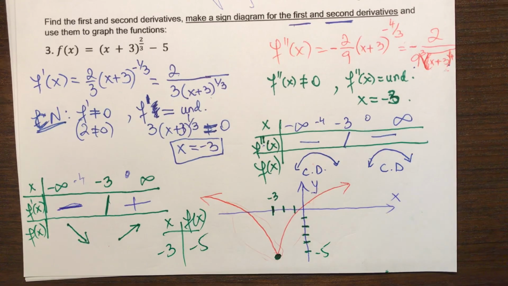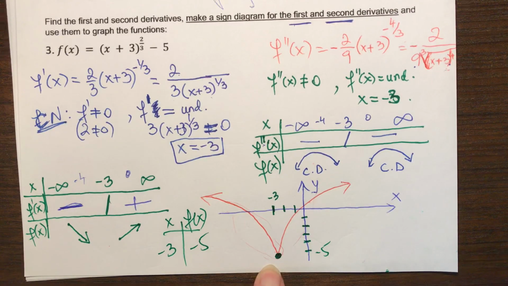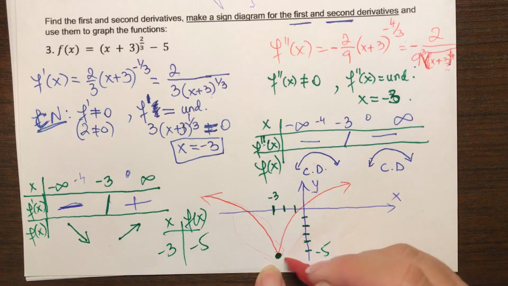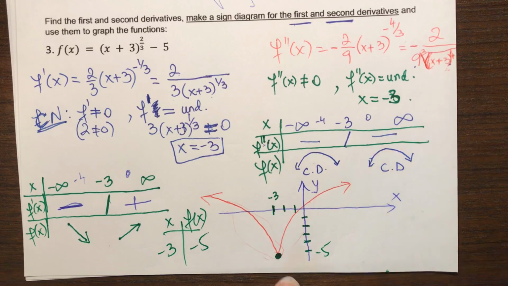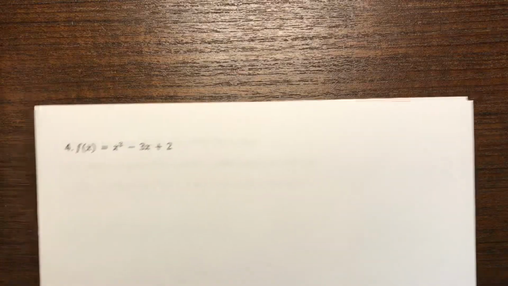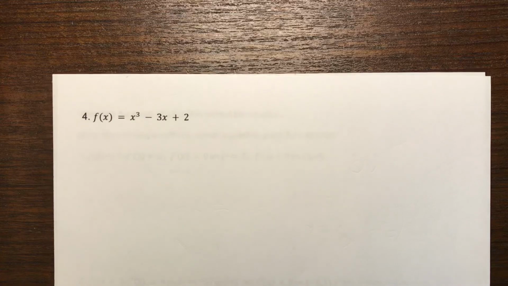We already guessed that because we knew it has to come to a corner point, and if we turn it the other way, it would mean that we would have a nice horizontal tangent line, which we don't because the derivative is undefined. Okay, so we're going to do a whole lot more problems, putting it all together in the next video.